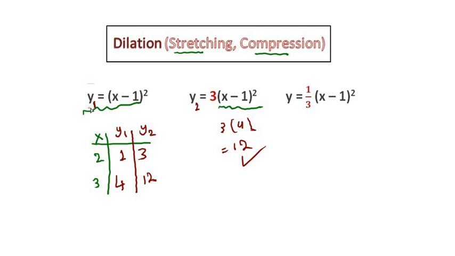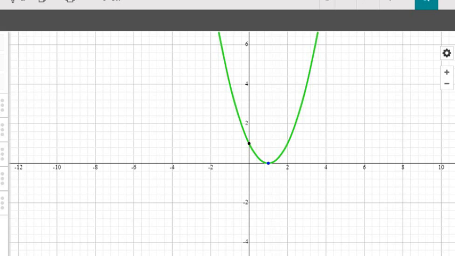Let's see the graph of y1 and y2 and compare them. This is the graph of y1, while this is the graph of y2. It's stretched vertically by a factor of 3. For example, this point is 0 and 1. Here it is 0 and 3. So the values of y are multiplied by 3.